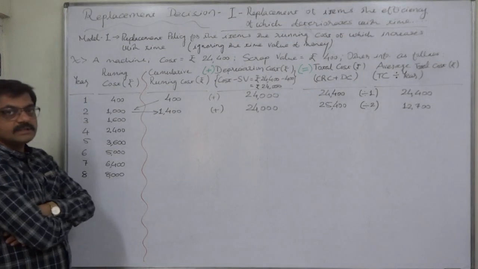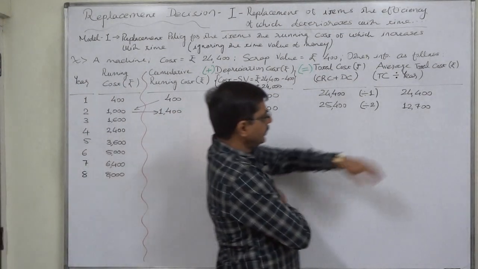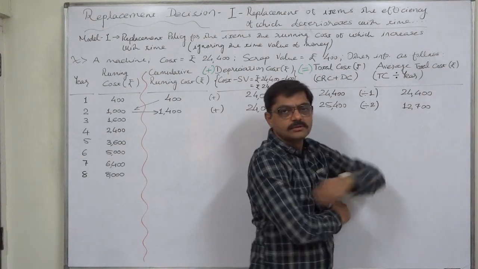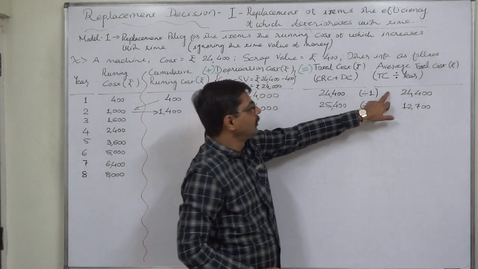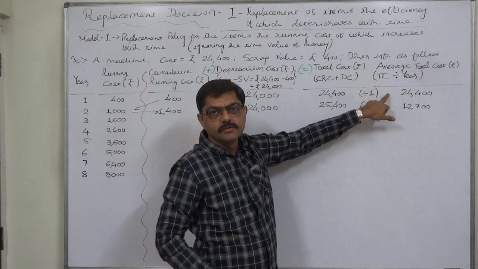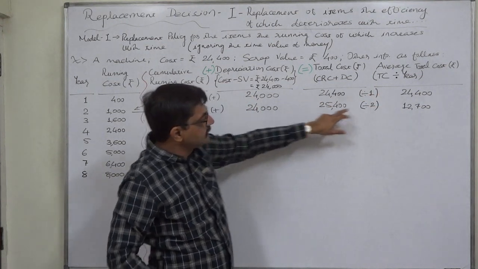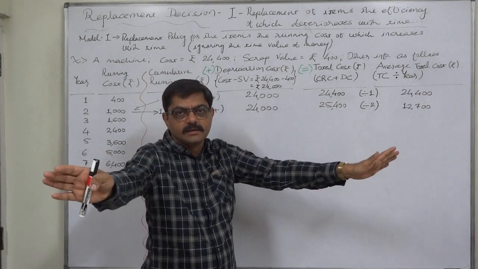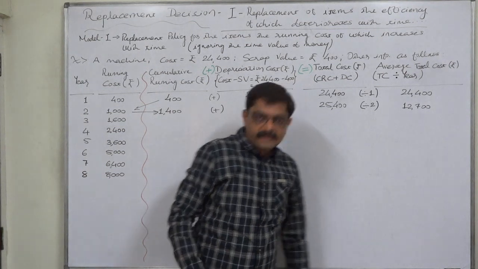Okay. See the dramatic change. The average annual cost is approximately or say near to half. Why? In this case, the whole total cost is for 1 year only. But in this case, the whole total cost is divided into 2 years. So the average cost has dramatically decreased.